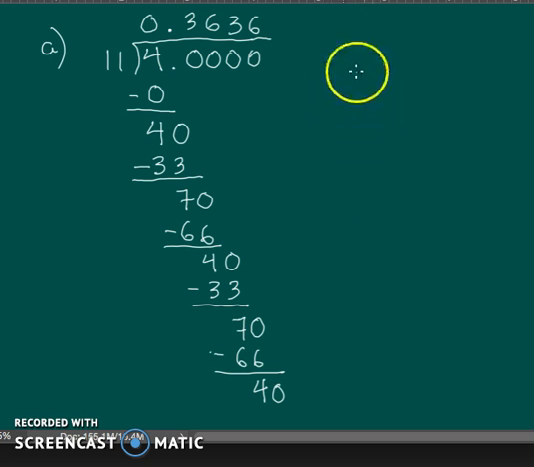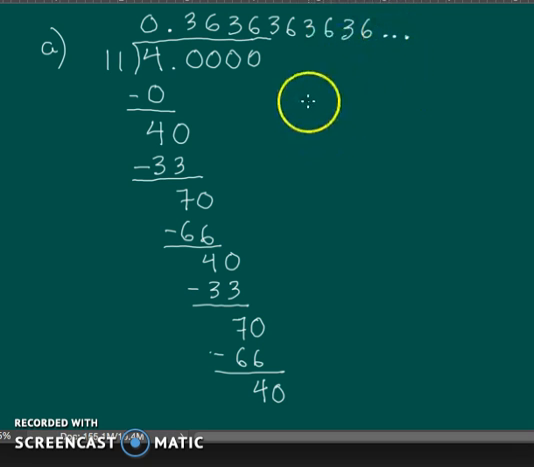So now ask yourself, if I keep doing this, is the same thing going to happen over and over again? Because now I know that 11 goes into 40 3 times. When I take down the 0, I'll end up with 33 again, and the difference will be 7, and I will be asking the same question again. So if I keep going, I'm just going to keep getting 3, 6, 3, 6, 3, 6, and so on. And it's just going to continue forever and never end.